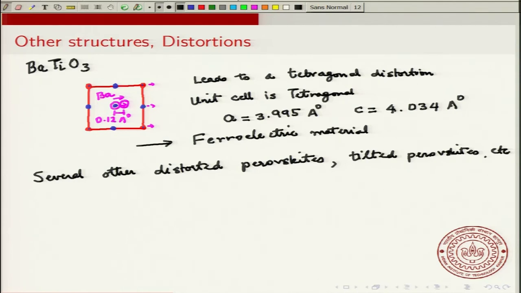There are a whole lot of different perovskites and a whole lot of different spinels, but I won't be discussing that. I just wanted to give you the basic feel of what a perovskite and what a spinel structure is. So with this I will conclude this third lecture.